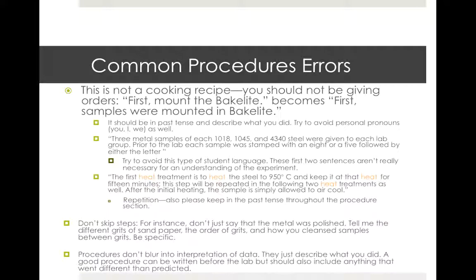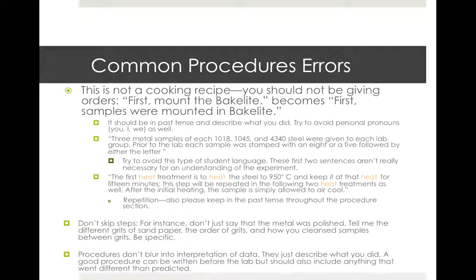Try to avoid personal pronouns, you, I, and we as well. You don't really need to do those. It's okay if you do, but in general you want to avoid those. Like instead of saying first we mounted samples in Bakelite, you can just say first samples were mounted in Bakelite. Most STEM professors like when you use that passive voice.